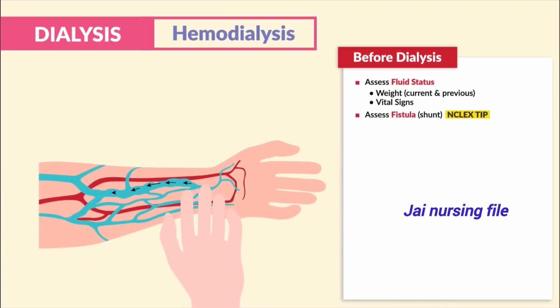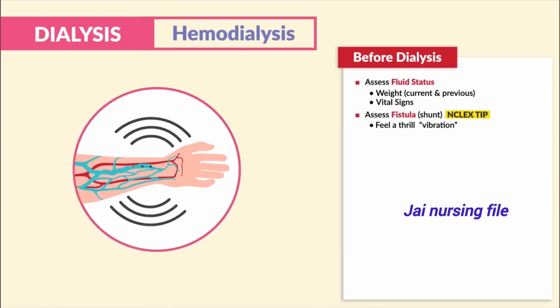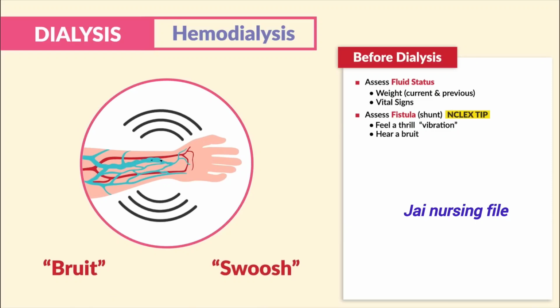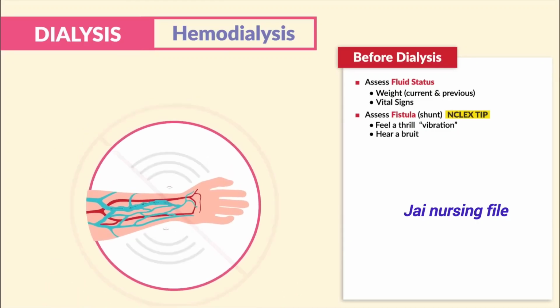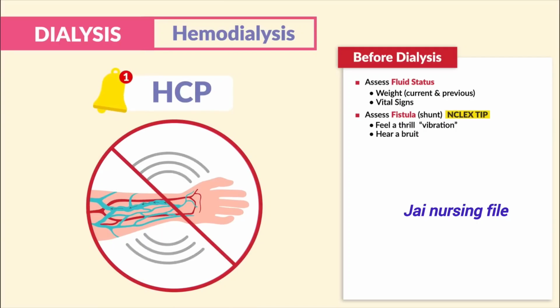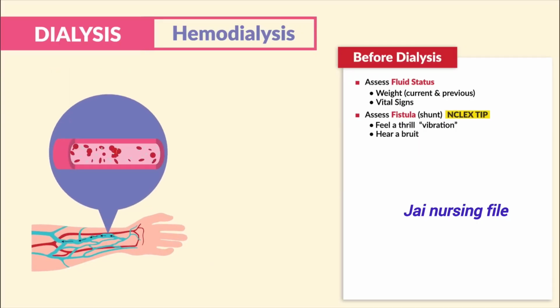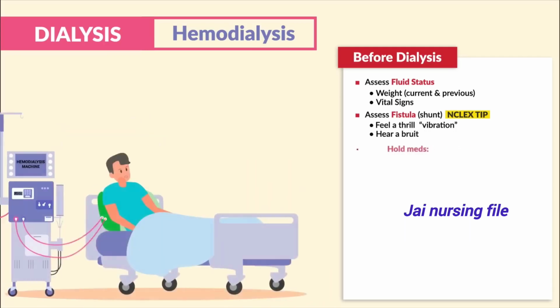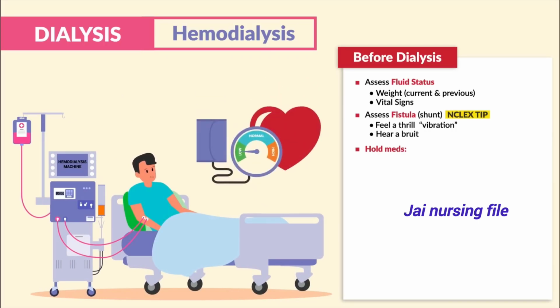Now, in terms of assessing the fistula, the shunt, huge NCLEX tip, write this down. You have to always feel a thrill or vibration, on some question banks, and hear a bruit or a swoosh. So just remember, feel a thrill, hear a bruit. If these are not present, we have to report to the HCP immediately. This could mean that there's a clot formation in the fistula, basically decreased blood flow, and the client can lose their arm.